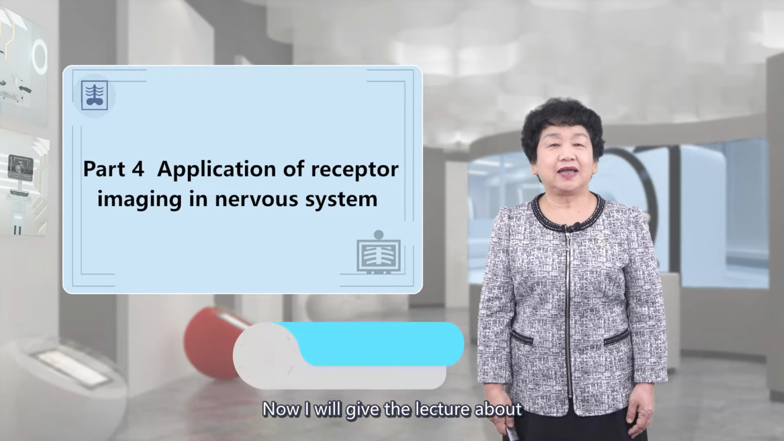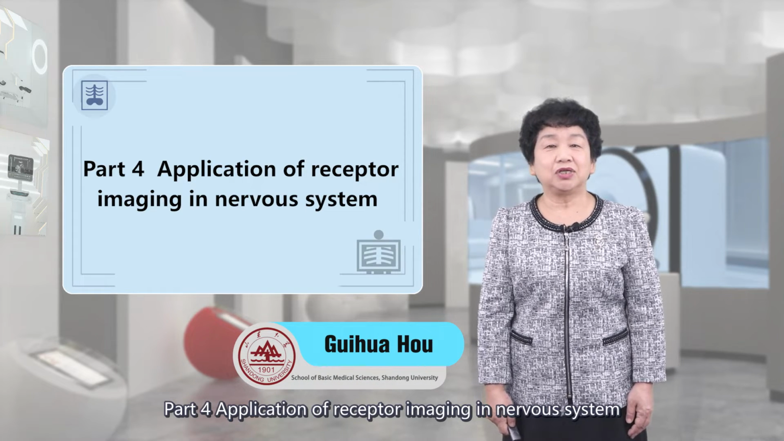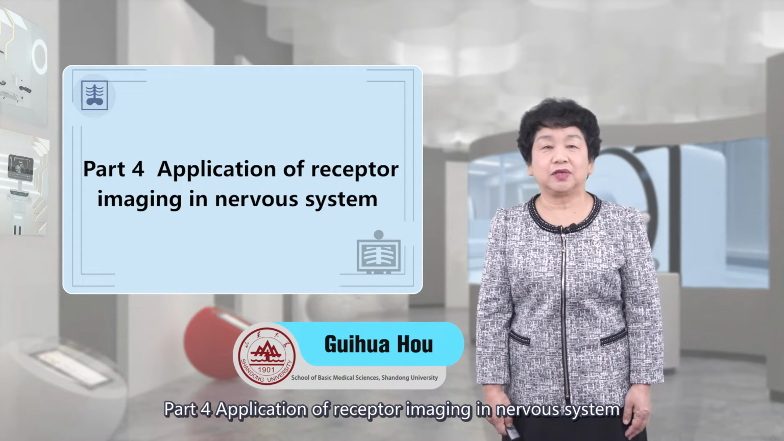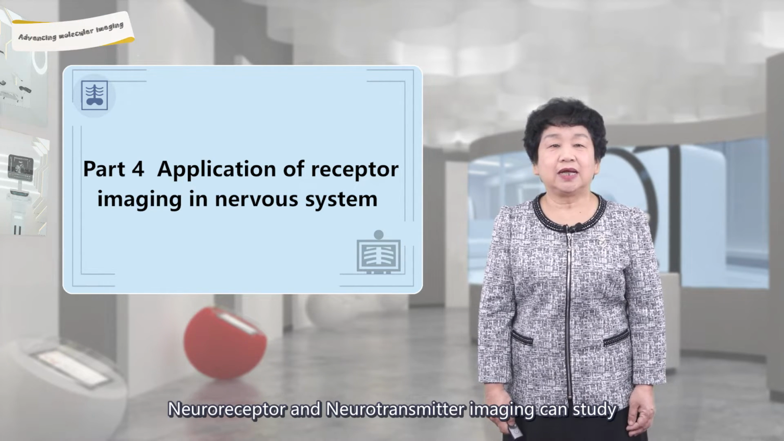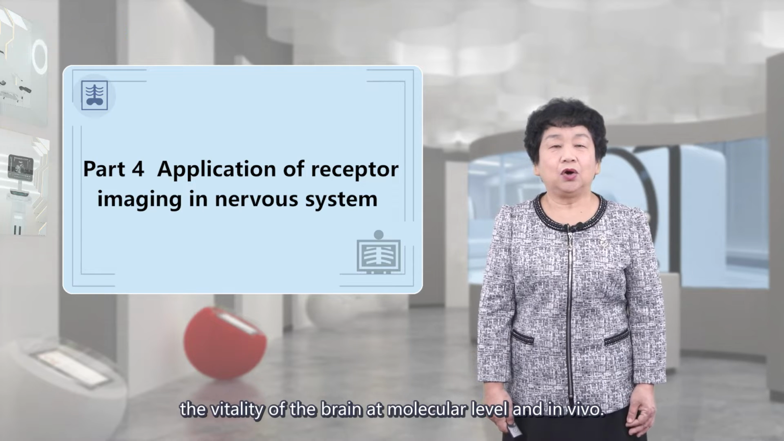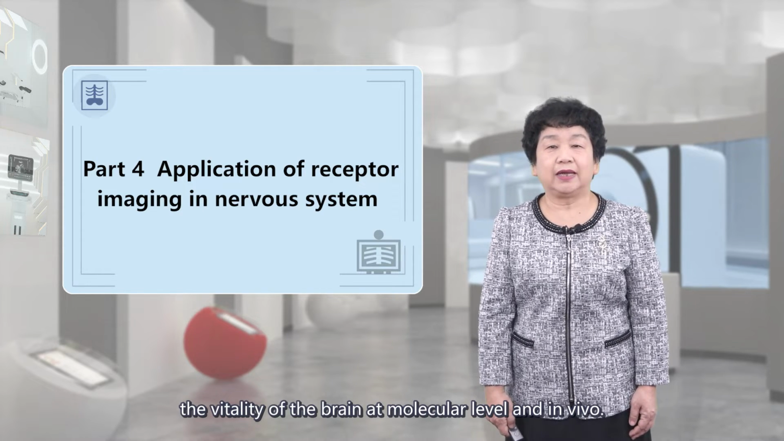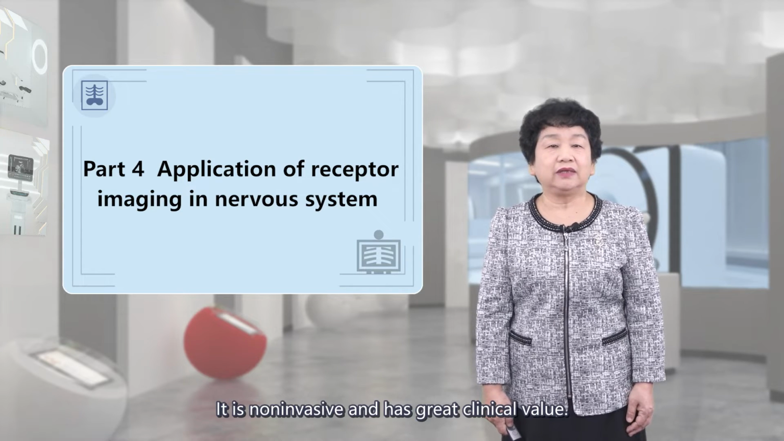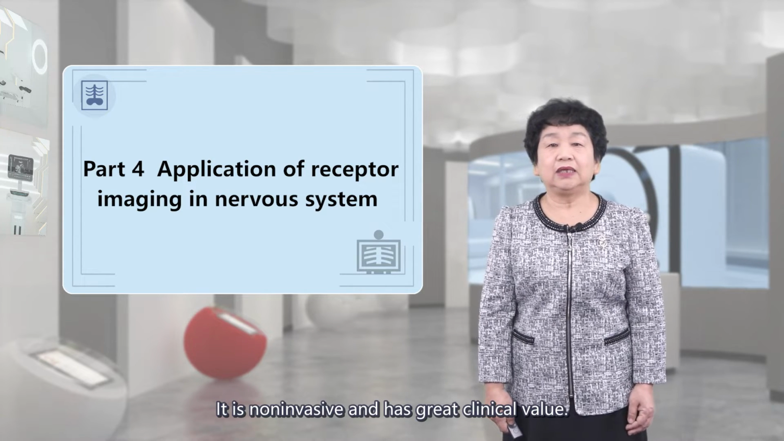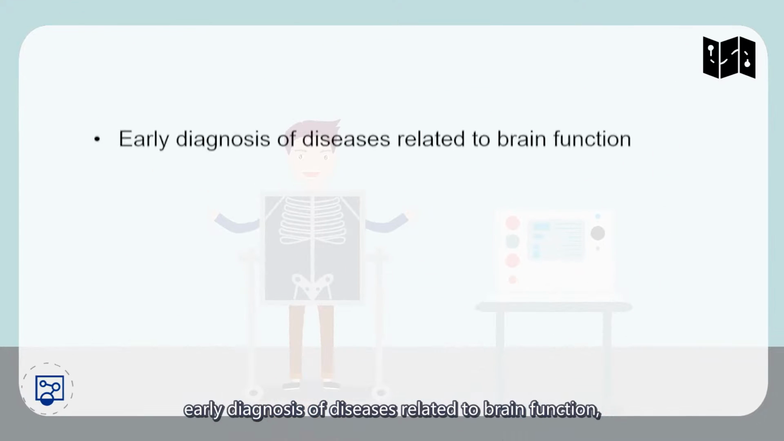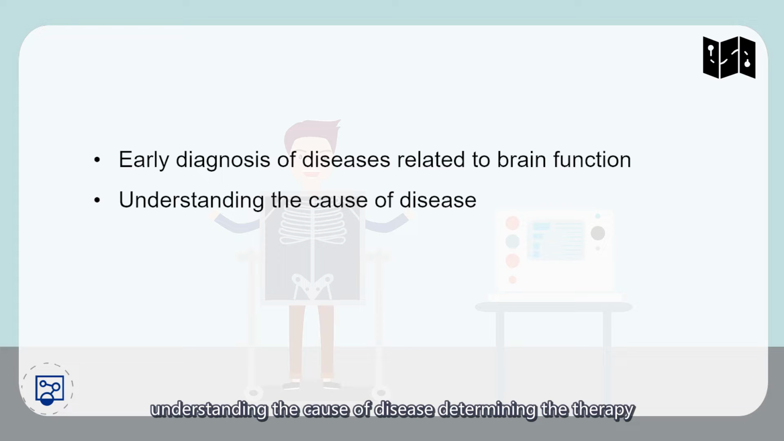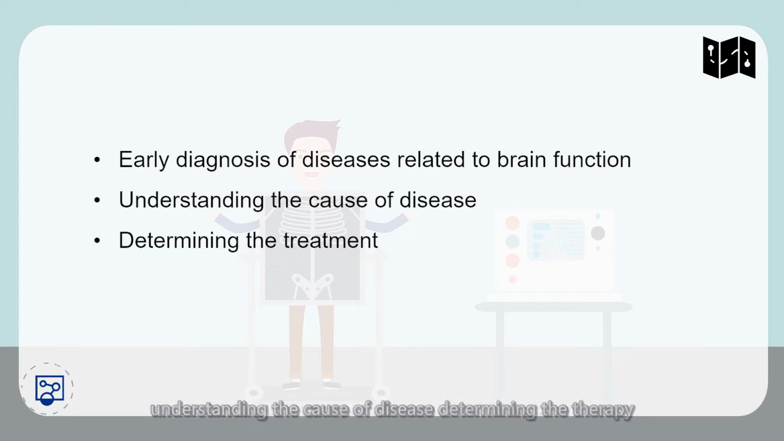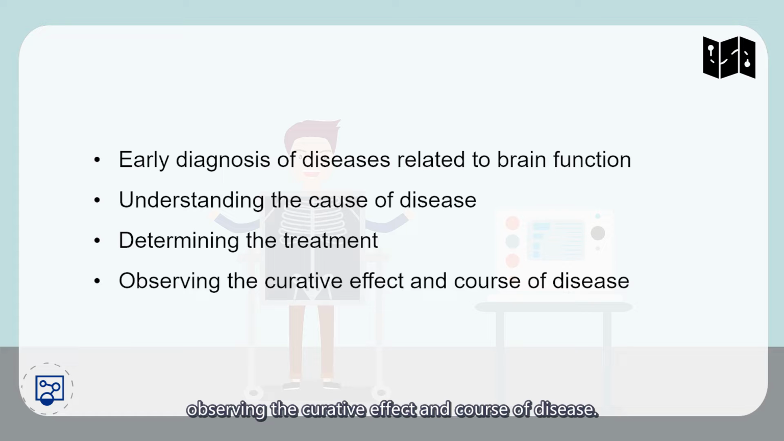Now, I will give the lecture about Part 4, Application of Receptor Imaging in Nerve System. Neural receptor and neurotransmitter imaging can study the vitality of the brain at a molecular level and in vivo. It is non-invasive and has great clinical value: early diagnosis of disease related to brain function, understanding the cause of disease, determining the treatment, and observing the curative effect and course of the disease.